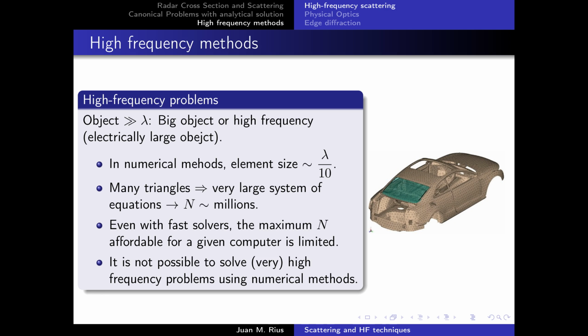But the problem with numerical methods is that you have to discretize the object with an element size of order lambda over 10. Then if the size of the object is several wavelengths or many wavelengths, the object is much larger than the wavelength, then you need many triangles to mesh the surface, often millions or hundreds of millions or thousands of millions of triangles. And your linear system will become very large.